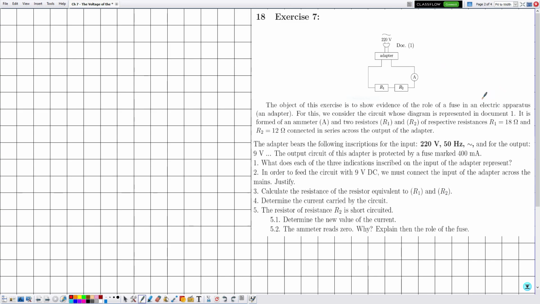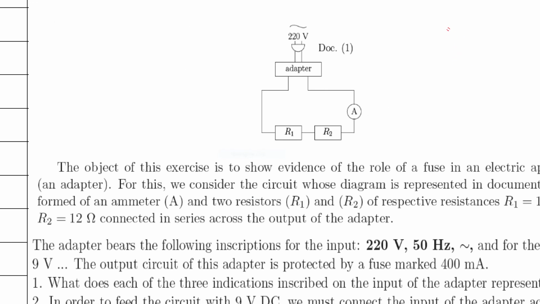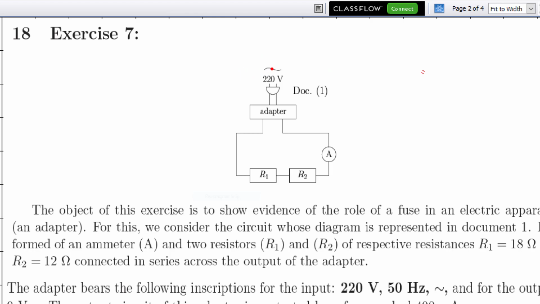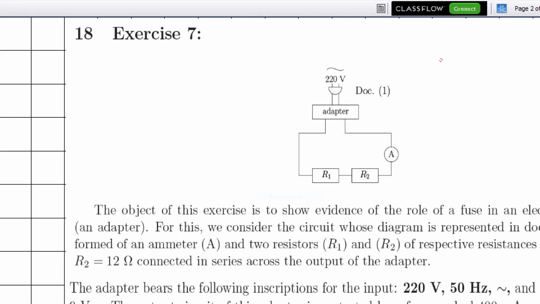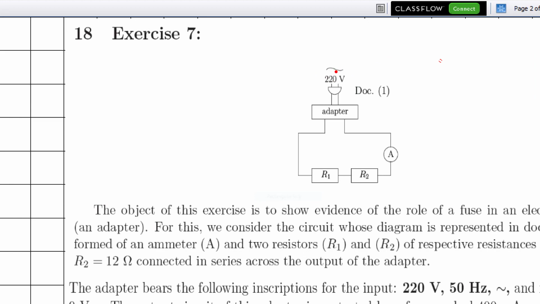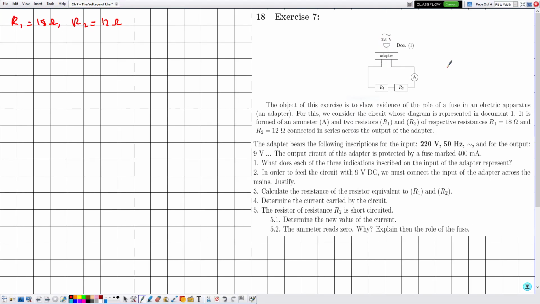It is formed of an ammeter A and two resistors R1 and R2 of respective resistances R1 equal to 18 ohms and R2 equal to 12 ohms, connected in series across the output of the adapter. Now let me explain the circuit. So this is the plug which is connected, for example, to the wall outlet. Here the voltage is given by 220 volts and it is AC sinusoidal. The role of the adapter is to modify this voltage, and it will supply voltage to the given circuit.